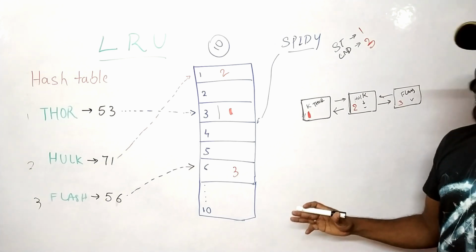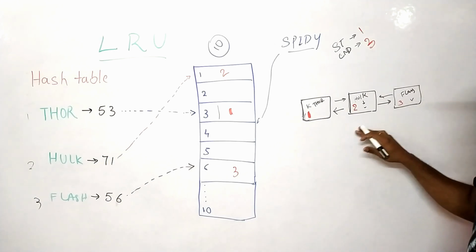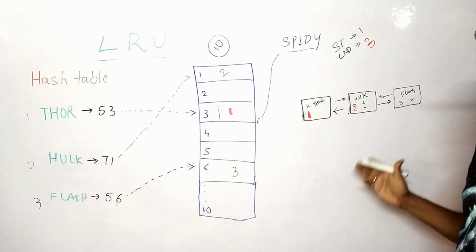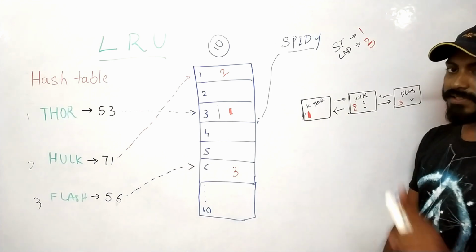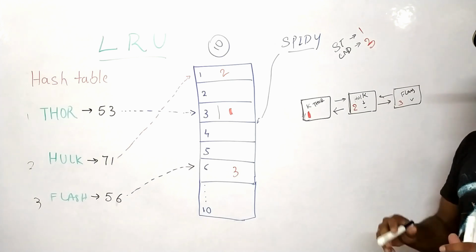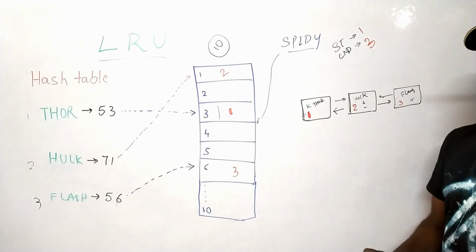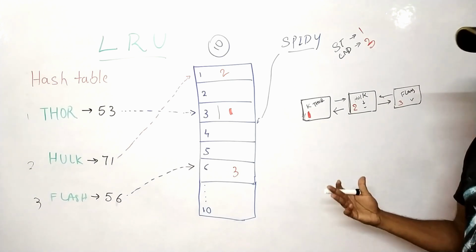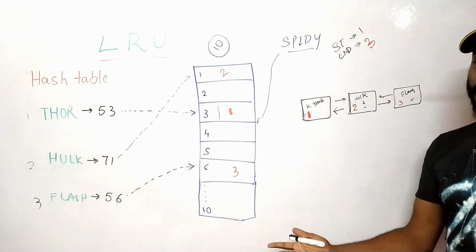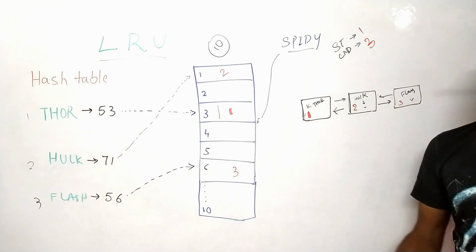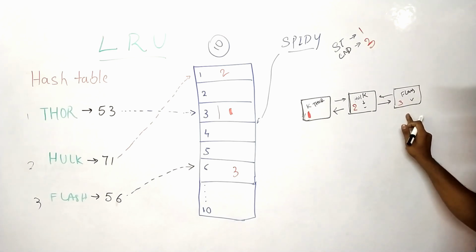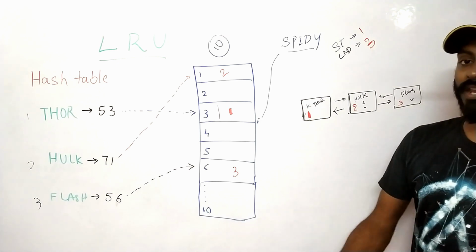So if you see over here, this linked list represents the order at which these keys were accessed. Say we accessed Thor first, second Hulk, and Flash third. So at any point of time, if I want to know what was accessed very early or which was accessed recently, we know that Flash was accessed recently and Thor was accessed very first.